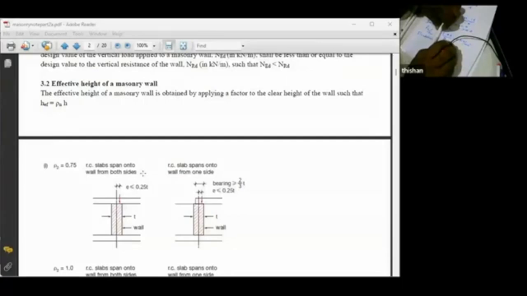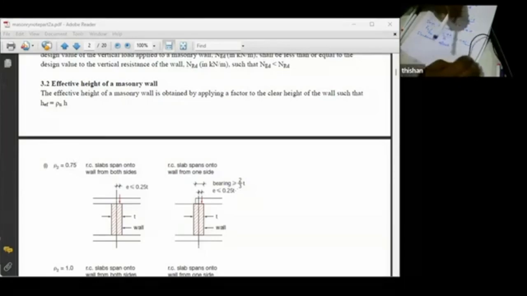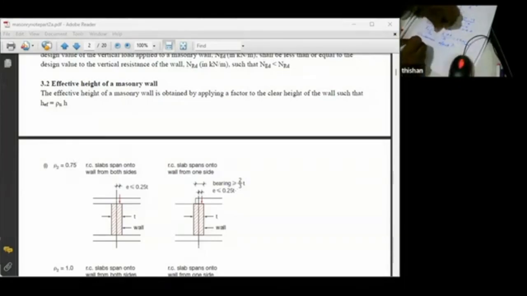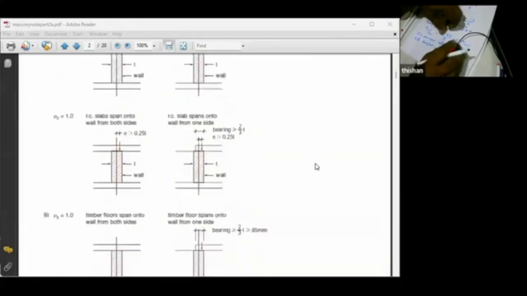Okay. Right. So basically, you can see reinforced concrete slabs spanning onto the wall from both sides. The effective height, H effective, is given by rho n times H. So here rho 2 is applicable. So the effective height is 0.75 times the height. So that can be sorted out.